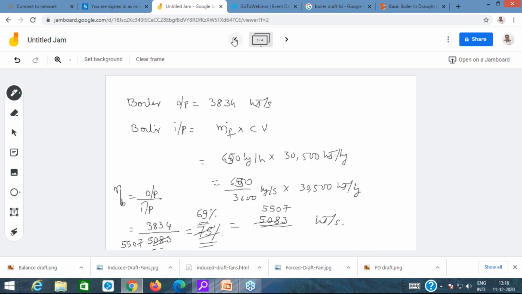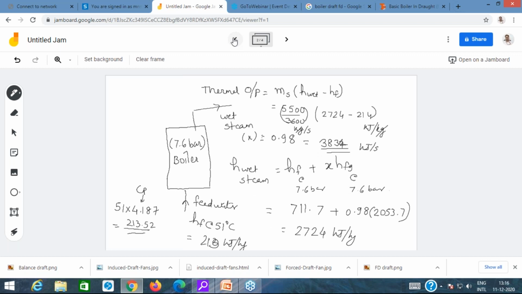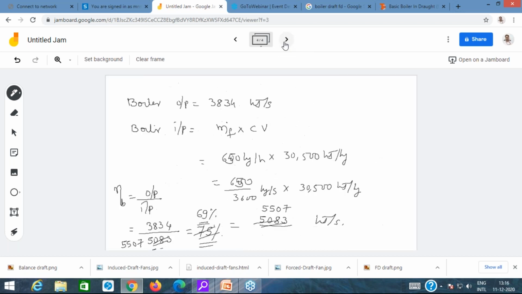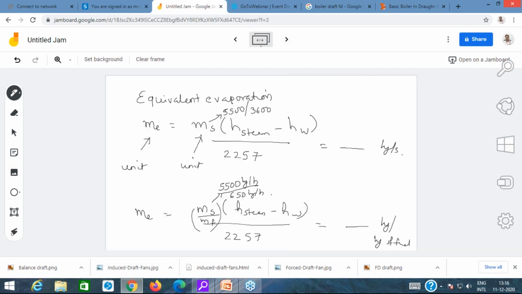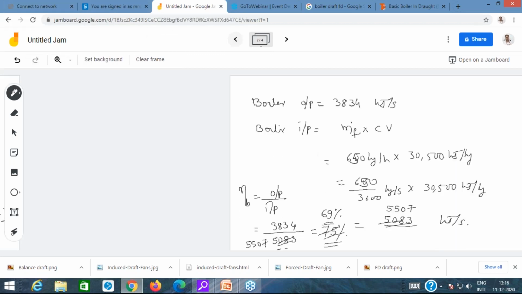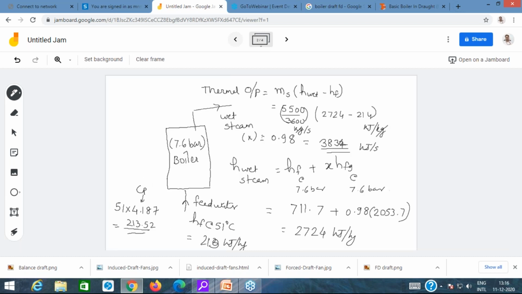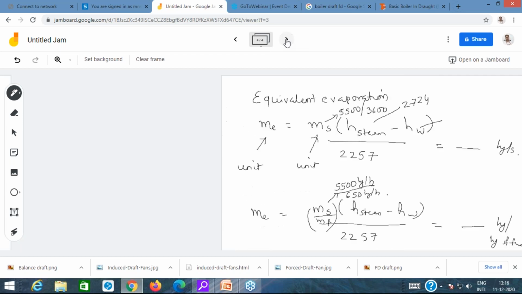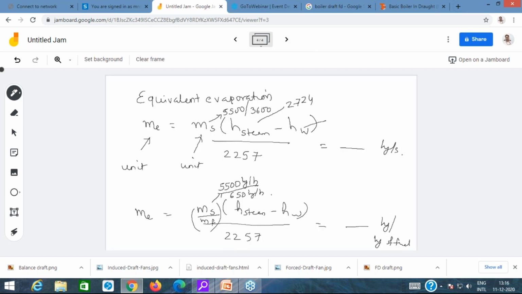H of steam was, let me find out what was H of steam. 2724. This was 2724. And H of feed water was, how much was that? 213.52. 213 or 214 approximately. So using this, you would get the answer.